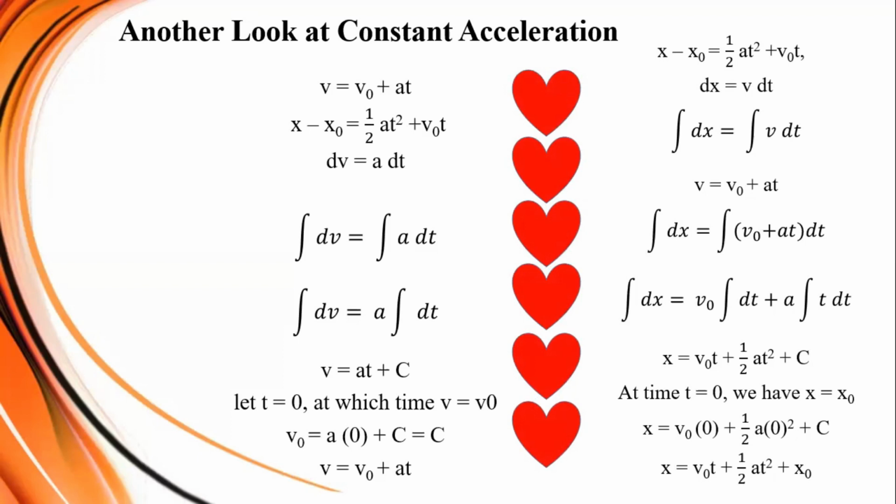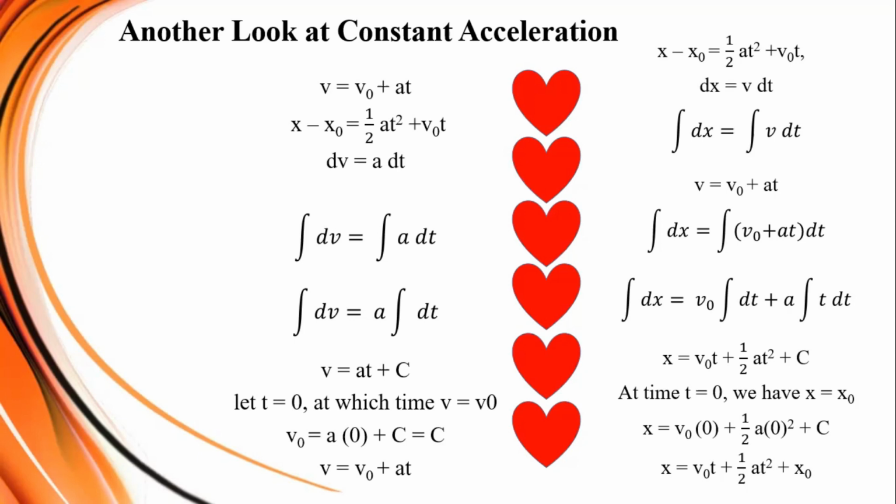Let's look at constant acceleration. The equations v is equal to v0 plus at and x minus x0 is equal to 1 half at squared plus v0t are the basic equations from which the others are derived. Those two can be obtained by integration of the acceleration with the condition that a is constant. To find them, we rewrite the definition of acceleration as dv is equal to a dt.